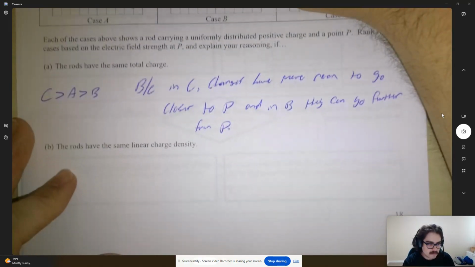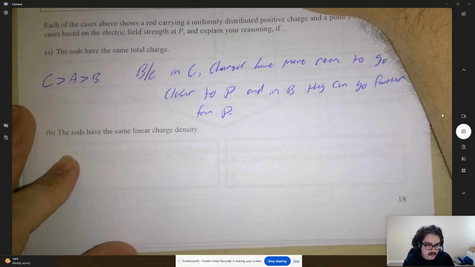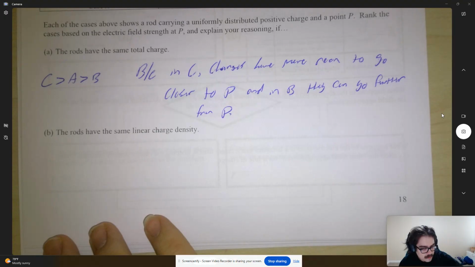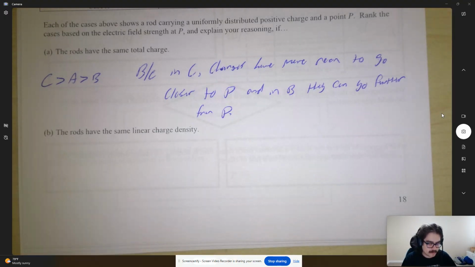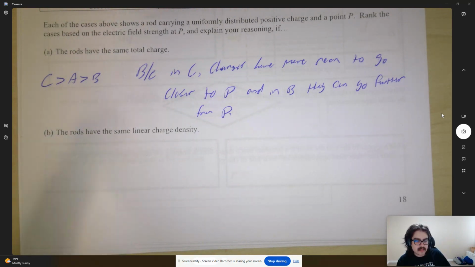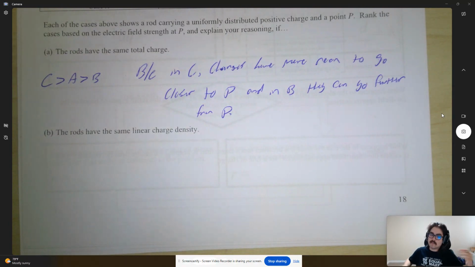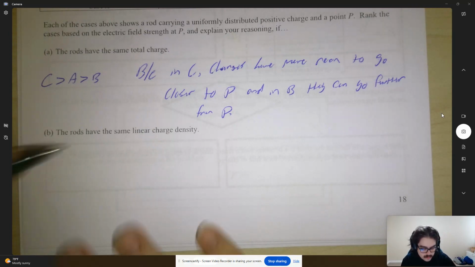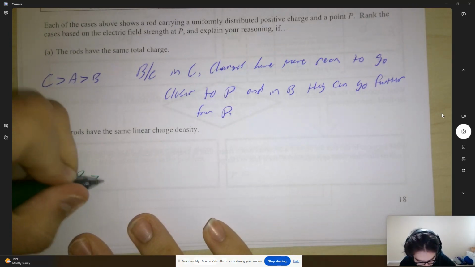Okay, if they have the same linear charge density, then the ranking is going to look very similar. The main difference is that you're going to focus more on which charges are closer. So it's length and it matters about the distance. The longer rods are going to exert more field in general, and the closer they are, the more field they exert too. So we can say that this is actually going to be C, B, and then A.